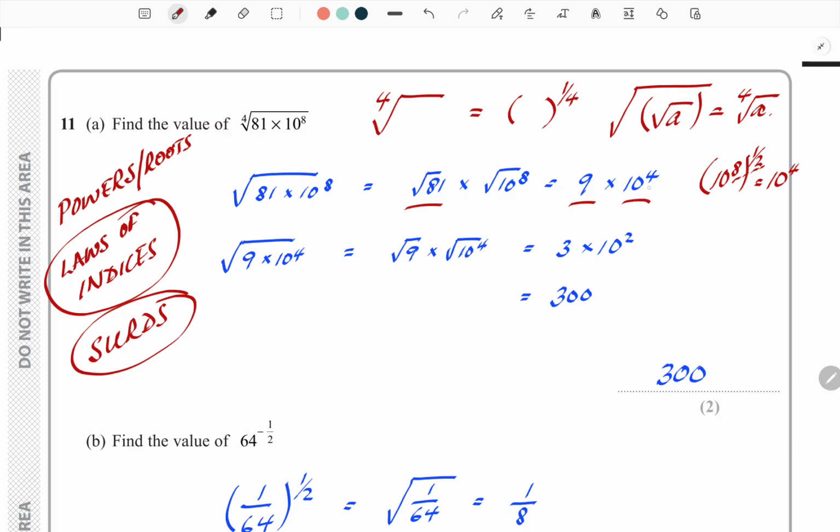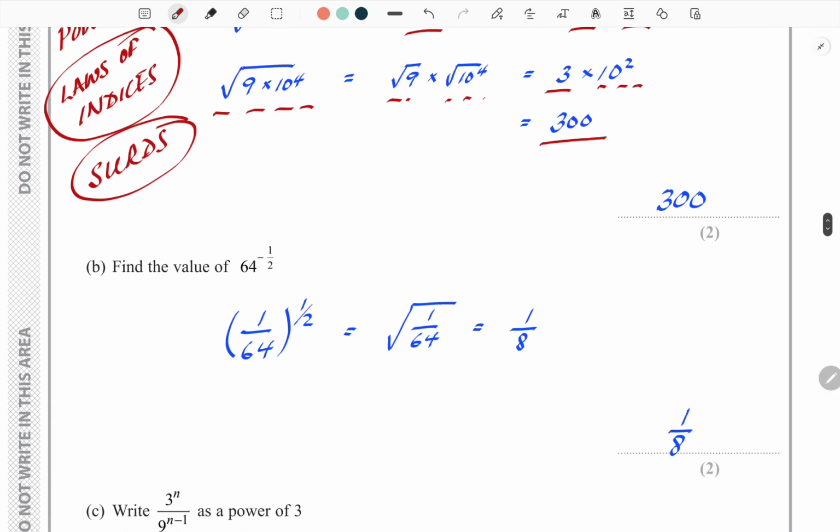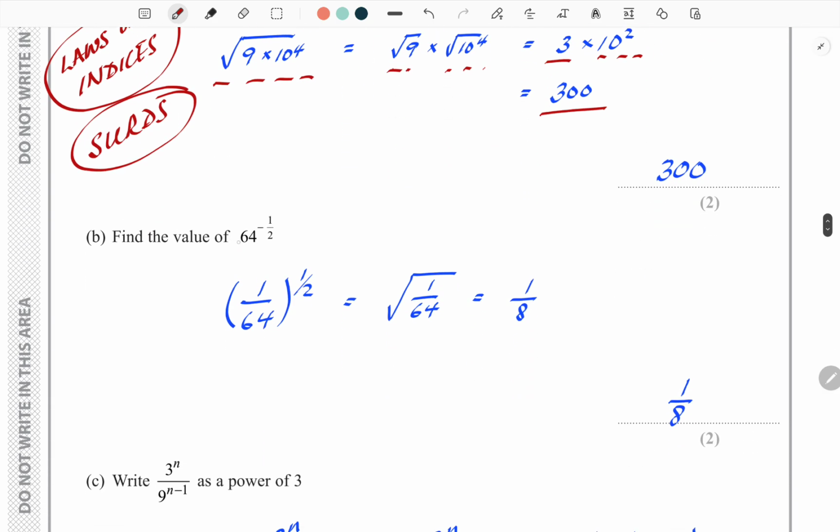We now want to square root that result all over again. So that's where we get this thing from. Same technique, split it up. Square root of 9 is 3. And then the square root of 10 to the power 4 is going to be 10 to the power 2. So 3 times 10 to the 2 is 300. Part B of that question says find the value of 64 to the power minus half.